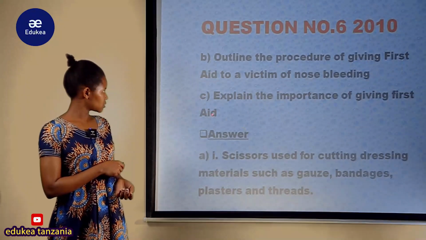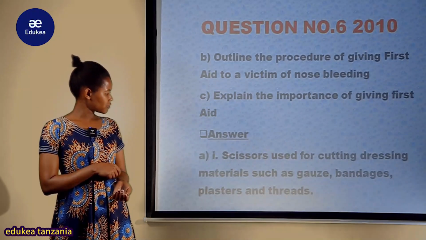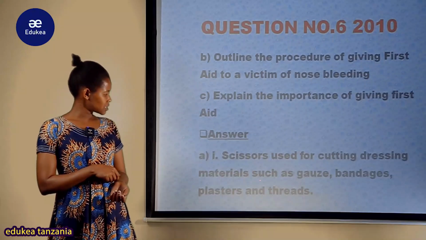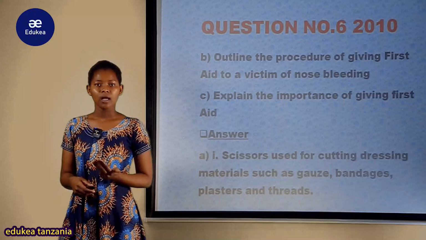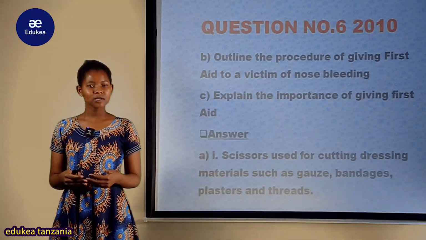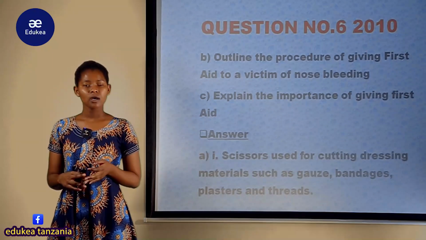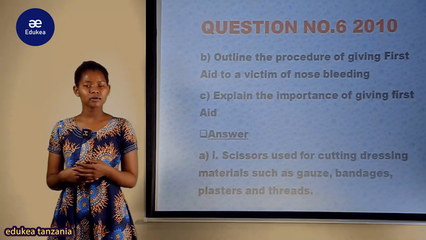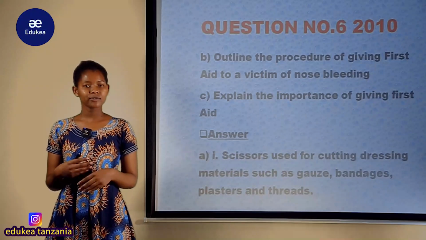Starting with Part A of the question, we are required to give the function of scissors, and scissors are used for cutting dressing materials such as gauze, bandages, plasters, and threads. Scissors zinatumika katika kukata zile materials, dressing materials kama vile bandages, kuna gauze na kuna threads, ambazo zile zote zinatumika katika kudress ama kucover kidonda ama wound. Mfano, bandage inaweza ikafunika katika wound.